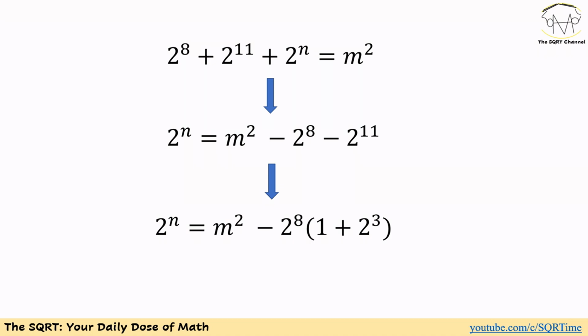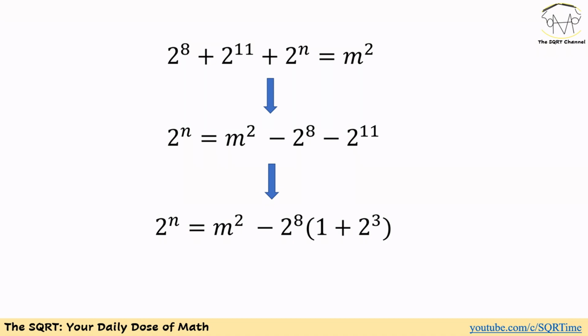To solve this problem, let's start with using m squared for the perfect square number that we might have. So we will have 2 to the power of 8 plus 2 to the power of 11 plus 2 to the power of n is equal to m squared. Now we are going to rearrange the equation so that we have 2 to the power of n on the left hand side and m squared minus 2 to the power of 8 minus 2 to the power of 11 on the right hand side.